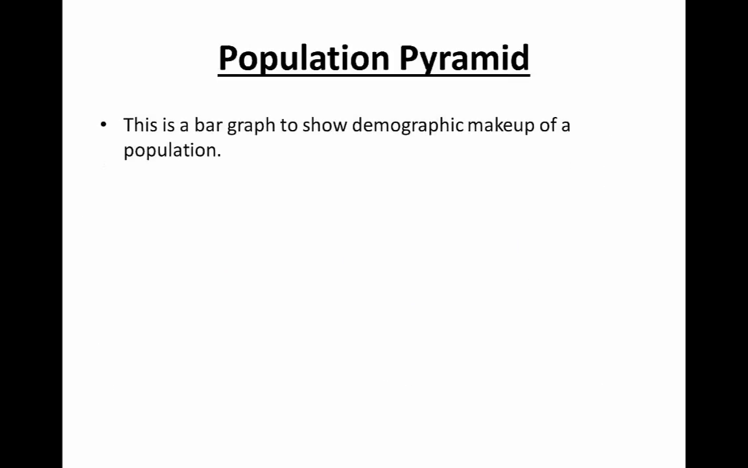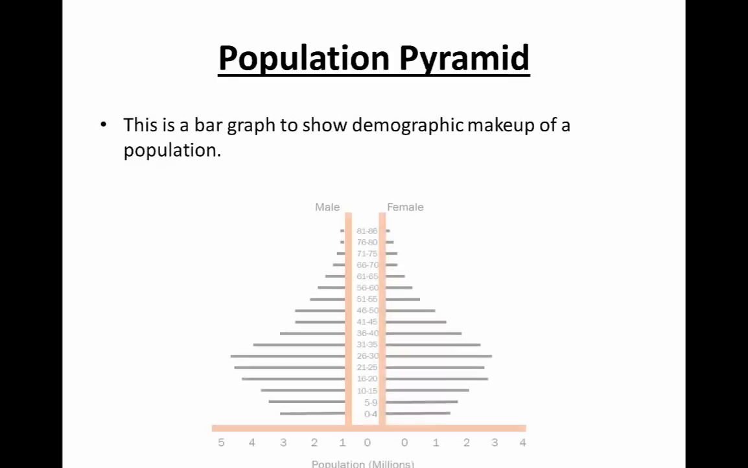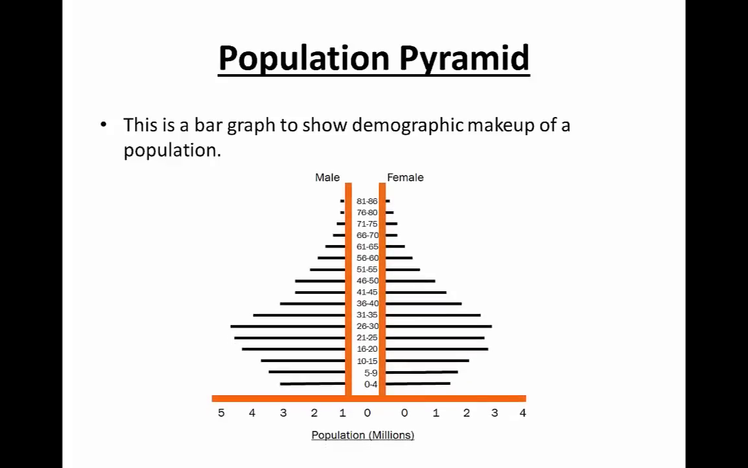Population pyramids. This is a form of a bar graph that shows demographic makeup of a population, and it looks like this. On our x-axis we have a bar that shows the population in millions, and then we have bars stretching out at either side of a middle where we can see the population in millions of both the male and the female population. Then we have a bunch of age ranges which are going to show what each value of the bar, which is moving out horizontally, equals.